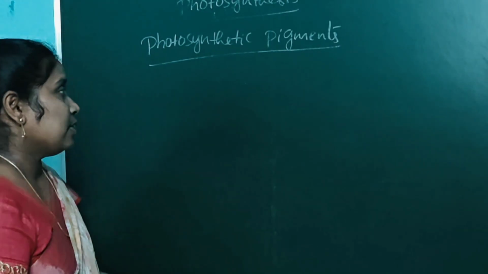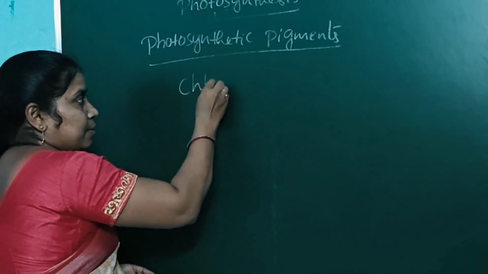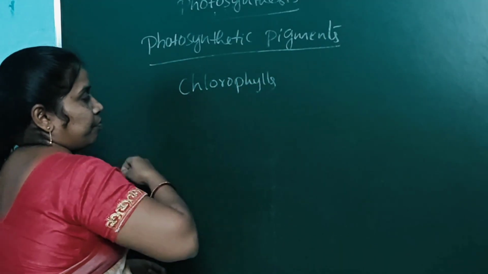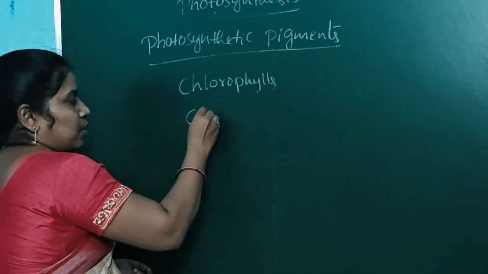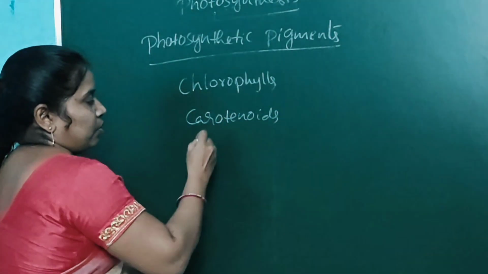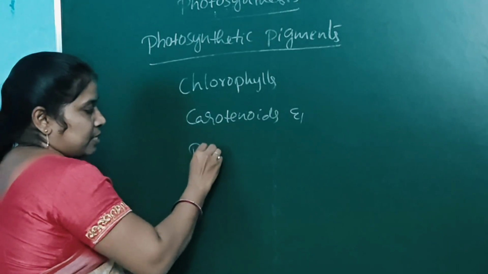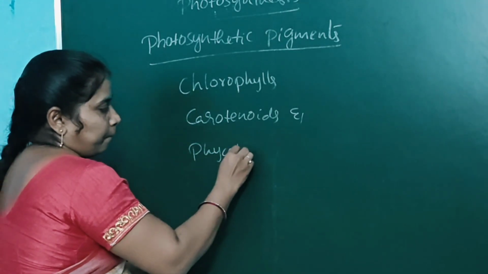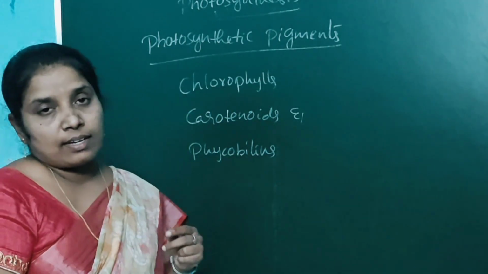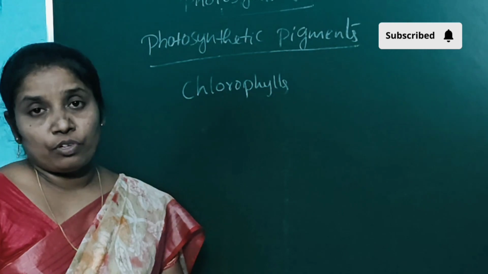Okay, so let's see the photosynthetic pigments. They are chlorophylls, carotenoids and phycobilins. Among them, chlorophylls are the main photosynthetic pigments. So, there are 5 types of chlorophyll pigments.